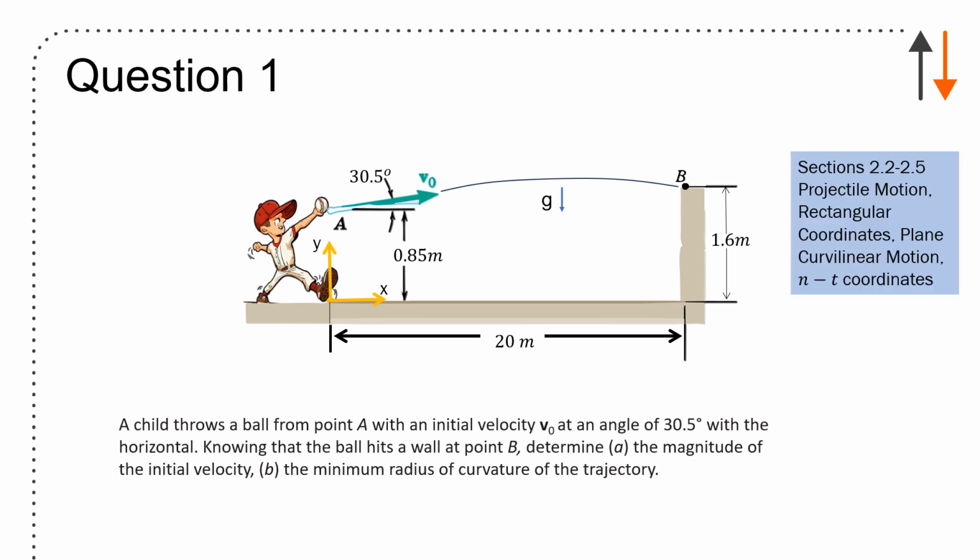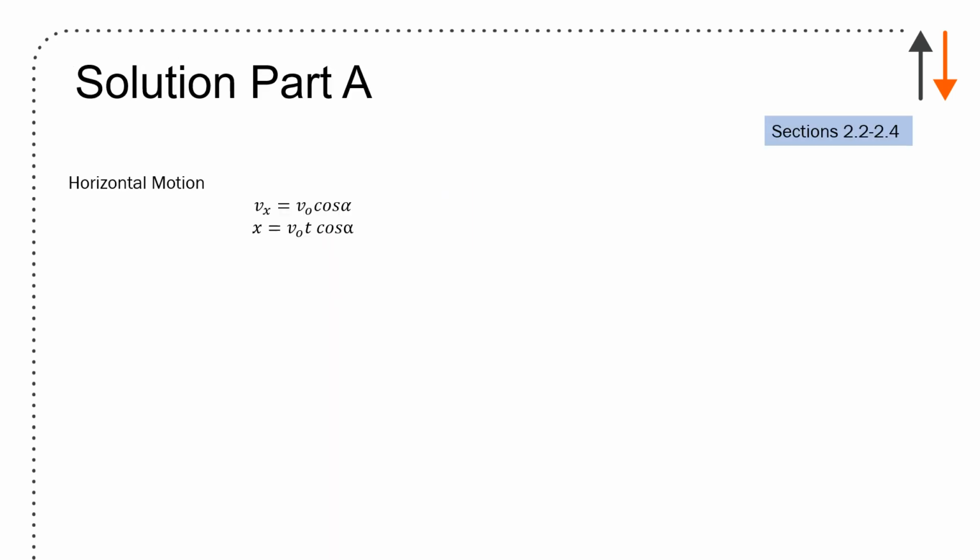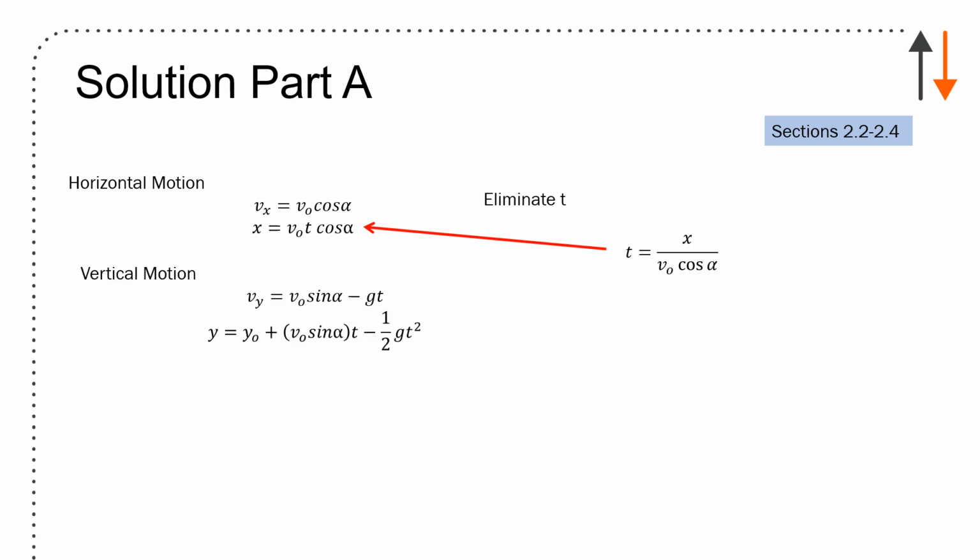This is going to cover sections 2.2 to 2.5 of the text: rectangular coordinates, plane curvilinear motion, NT coordinates, and projectile motion. In terms of horizontal motion, you know that x is V naught t cos alpha. There's no acceleration in the x direction. Vx then is just the initial velocity V naught cos alpha. You eliminate t right away, and you can get an expression for x in terms of t.